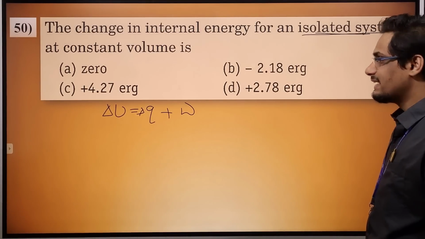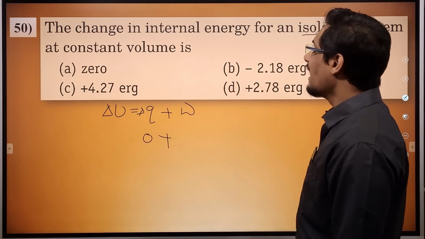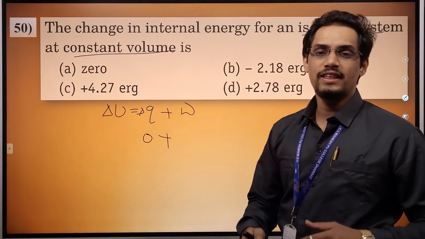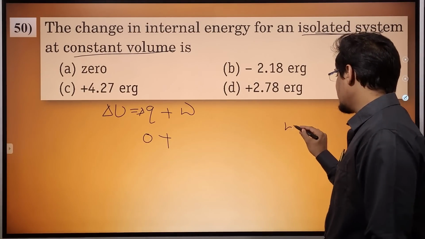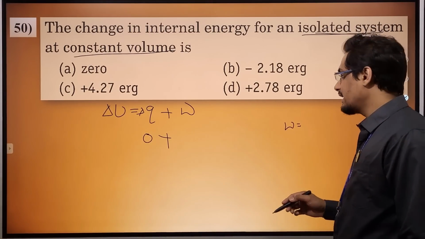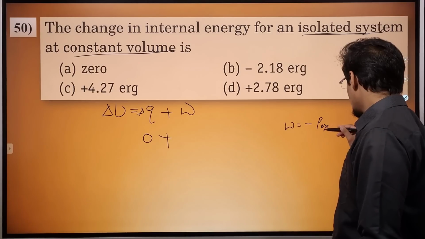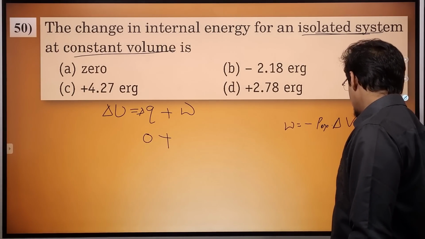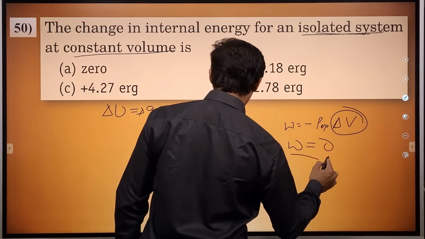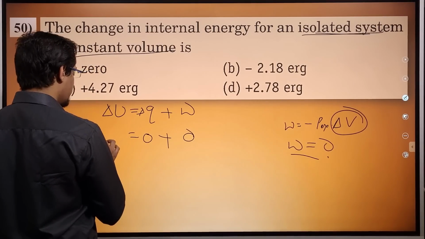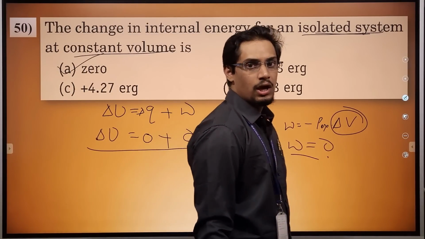As there is no change in the heat, the Q value will be equal to 0, and volume is constant. If there is no change in the volume, we know the formula for work done: W will be equal to minus P external into delta V, right? If there is no change in the volume, W also will be equal to 0. Q is equal to 0. W will be equal to 0. So that's why delta U must be equal to 0. The answer is option A.